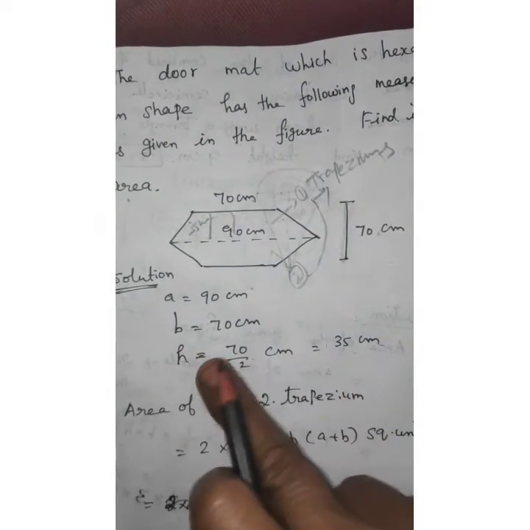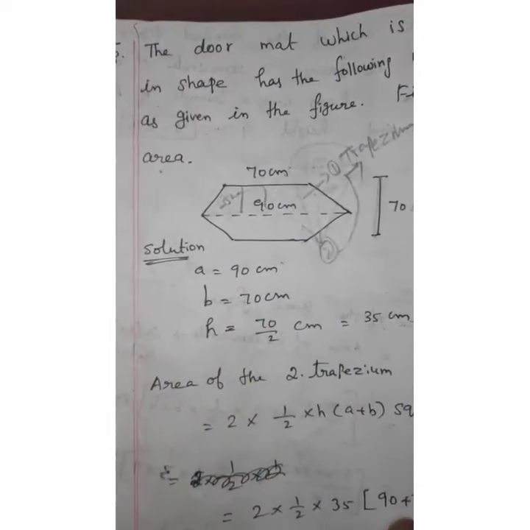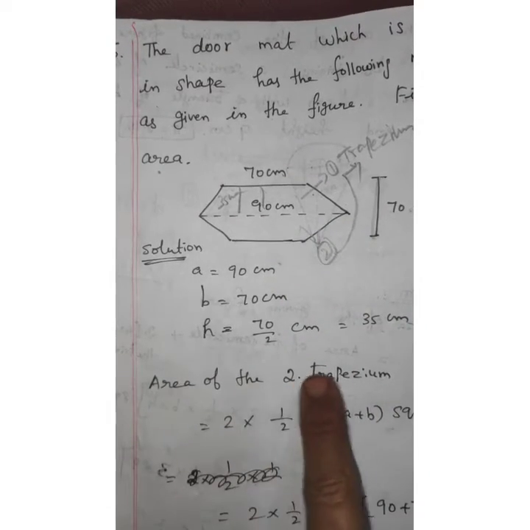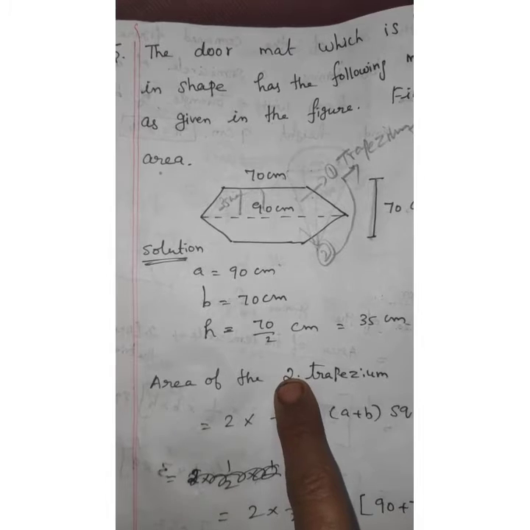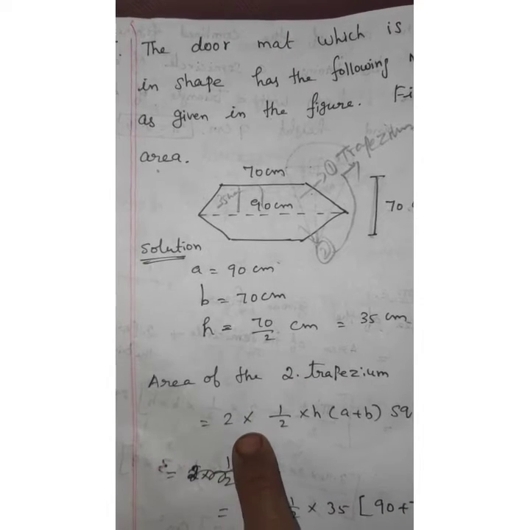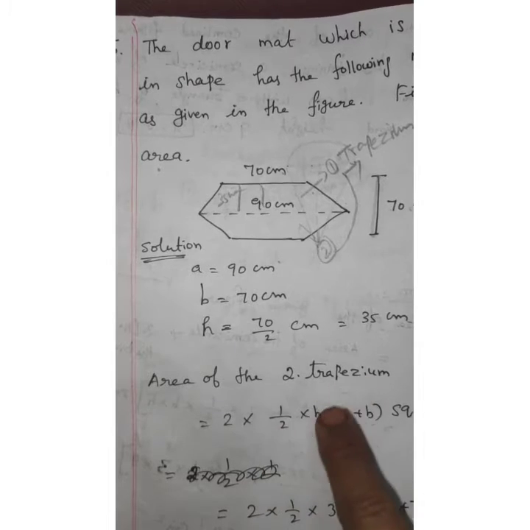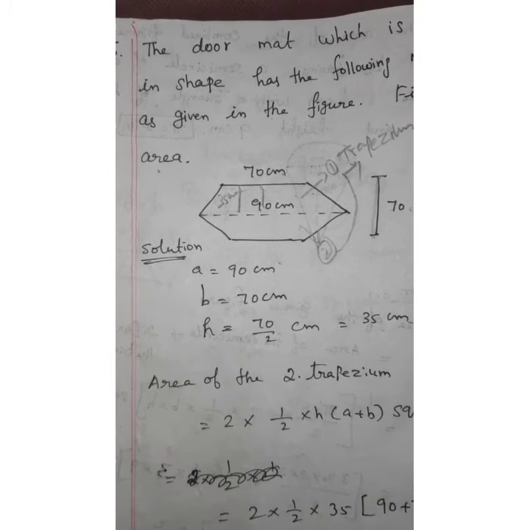These all values substitute in the trapezium formula. The total number of trapeziums is 2. So area of the 2 trapeziums equal to 2 into the trapezium formula, 1 by 2 into h into a plus b square units.